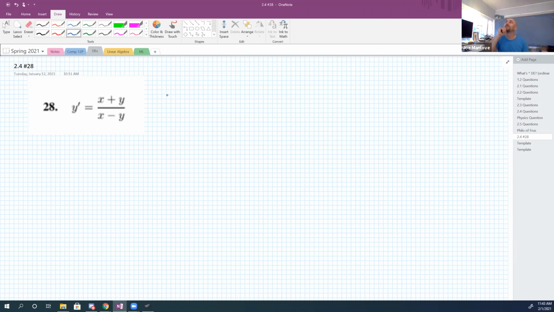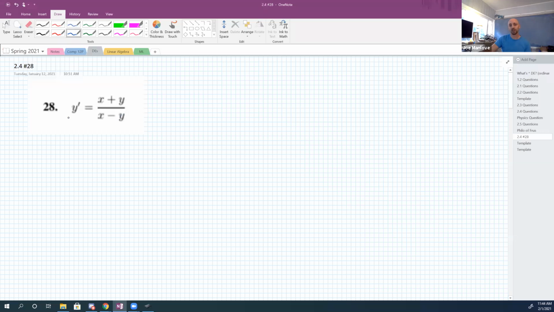Let's see. It would have an asymptote. It would be discontinuous at x equals y. Yeah, so it would be discontinuous on a whole function, x equals y. That's a fair concern.